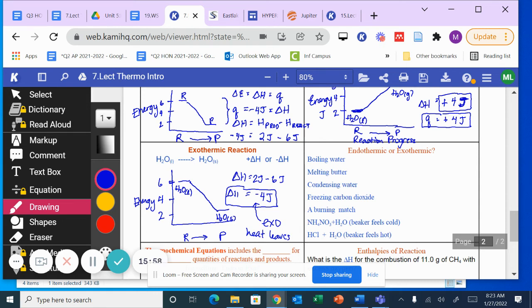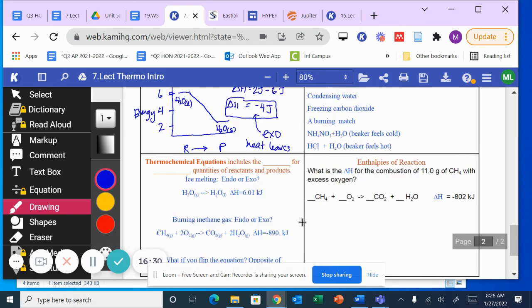Okay, any questions so far? So here's some examples. Yeah, I added a couple things here. This match is burning, so let me do the first one. Boiling water. So think of the water. If you want to boil the water, the water is the system, okay? When you want to boil it, do you have to put the heat into it or out of it? Into it. So boiling water is endothermic, okay? Go ahead and finish the rest.